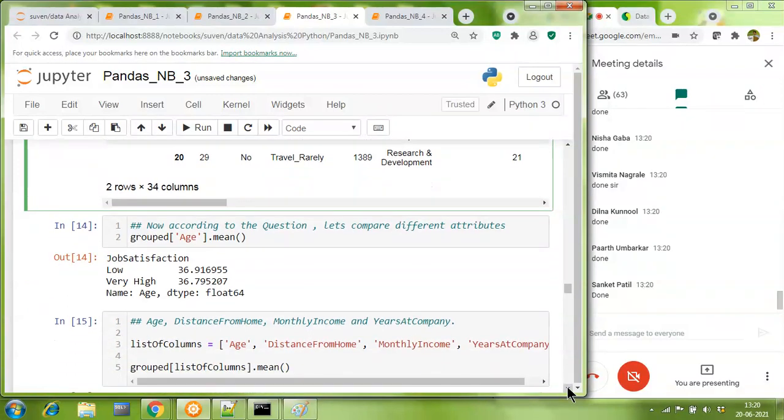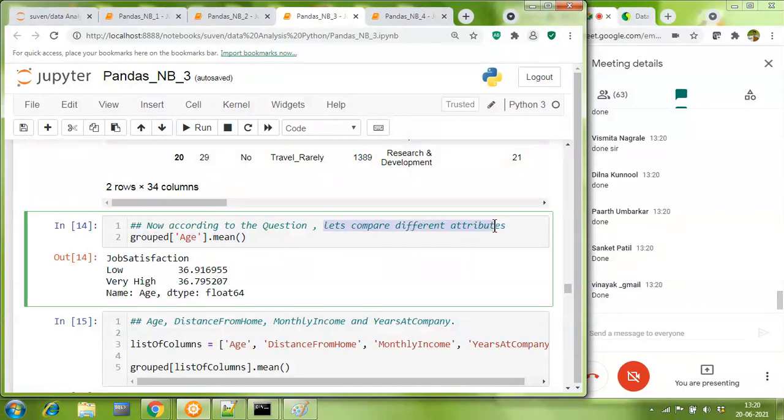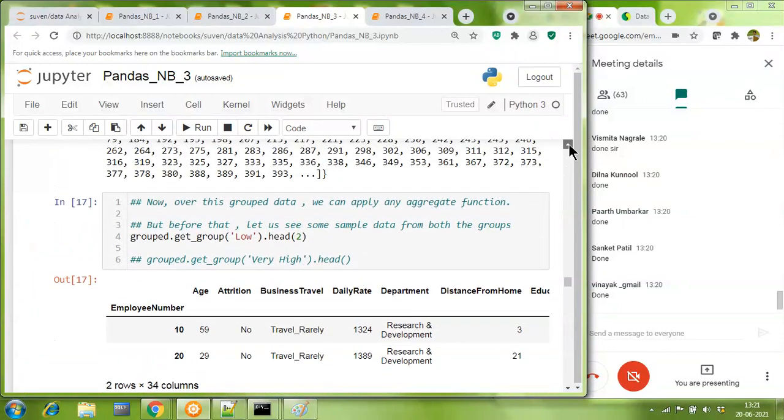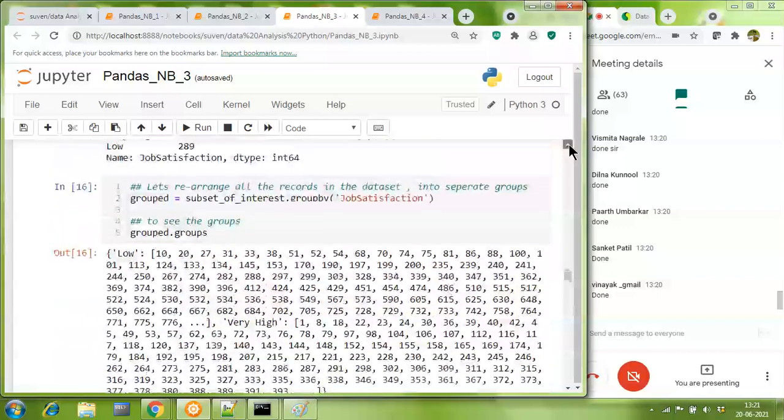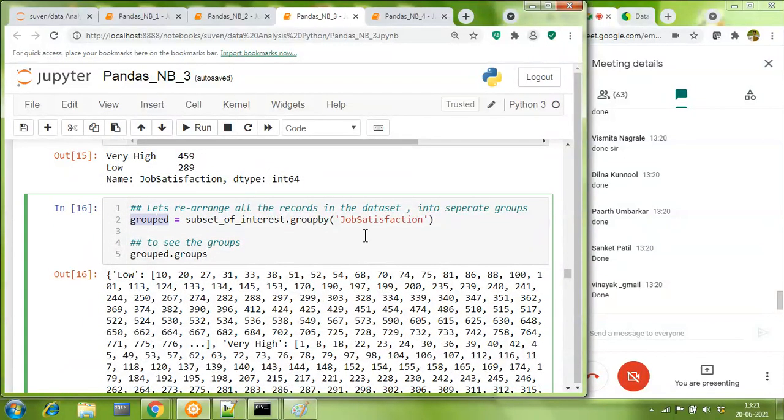Now, according to the question which was asked to us, we are supposed to compare different attributes between the group low and the group high. So see how beautifully you can do this by writing just one line. I have not taken my data frame. I have taken my grouped object. Please look on my screen very carefully. This is my grouped object. The return value of the group by clause on a particular column is your grouped object.